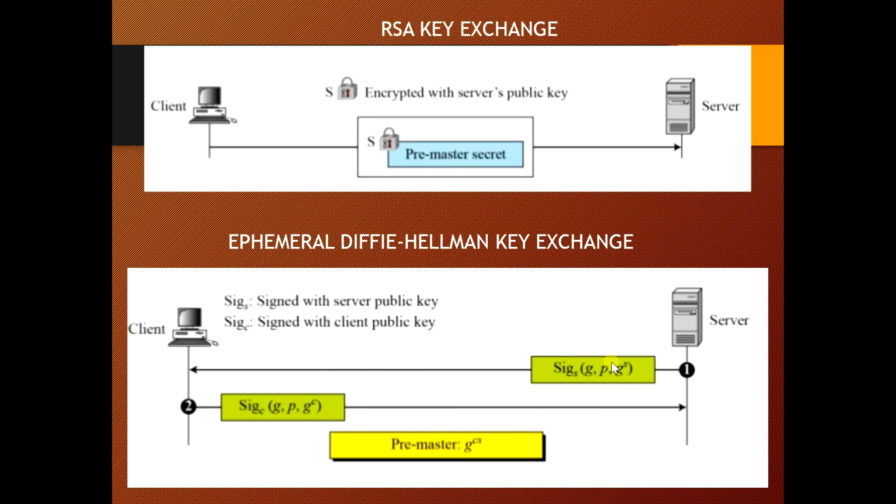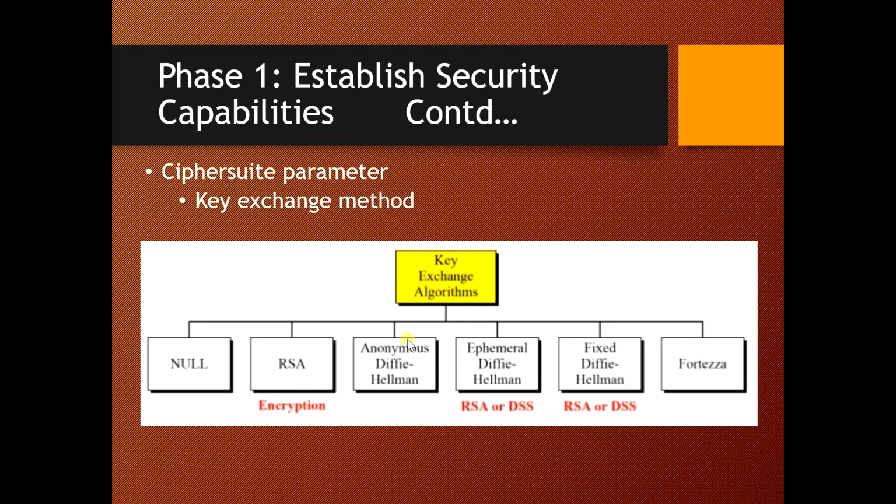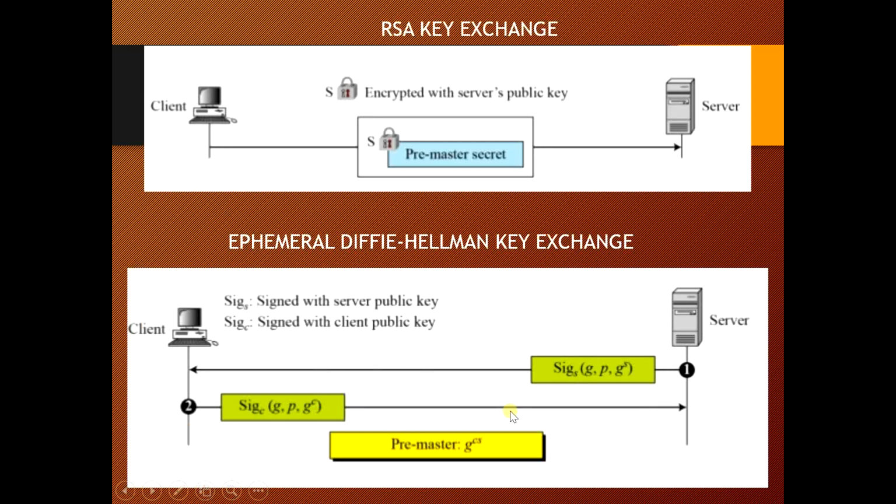The next one is the ephemeral Diffie-Hellman. So here this technique is used to create an ephemeral, meaning temporary or one-time, secret key. So in this case the Diffie-Hellman public keys are exchanged, signed using the sender's private RSA or DSS key. That is why, if you can see this, it's mentioned RSA or DSS. So here the Diffie-Hellman public keys are exchanged, signed using the sender's private RSA or DSS key.